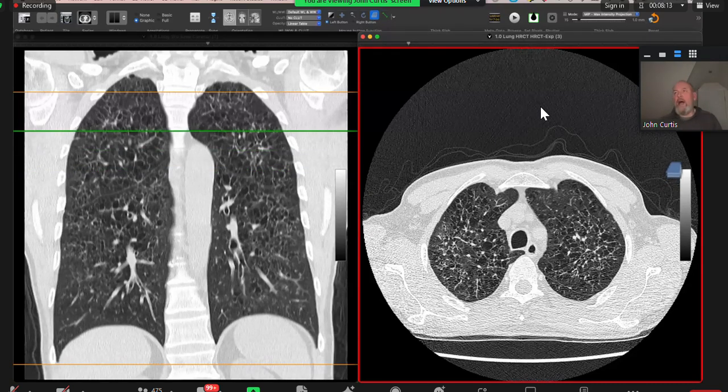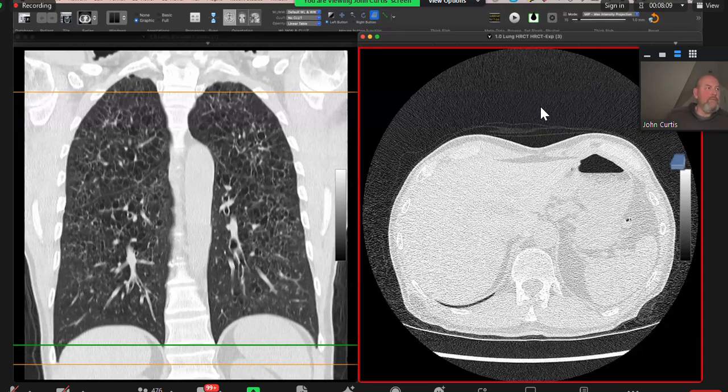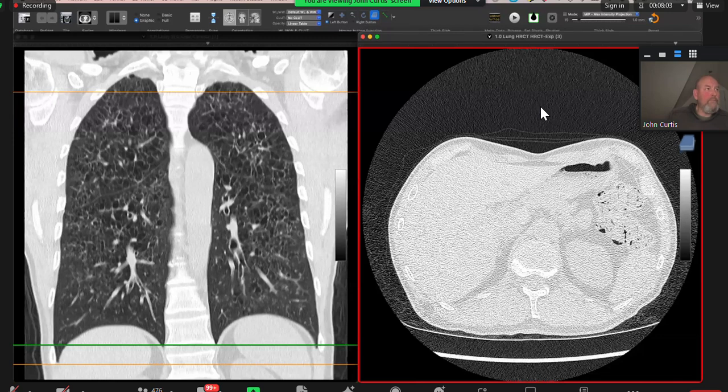Yeah. And which bits of the lungs are less involved? The bases are less involved, especially the costophrenic angles. Good. It spares those areas. Excellent. Well done.